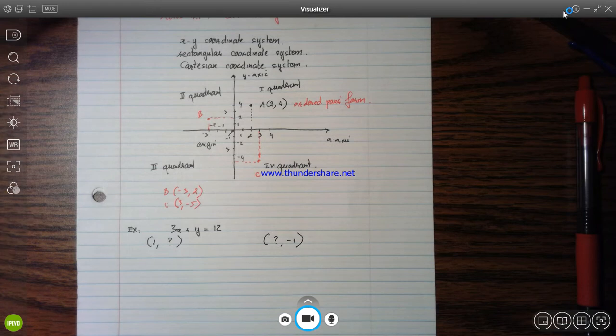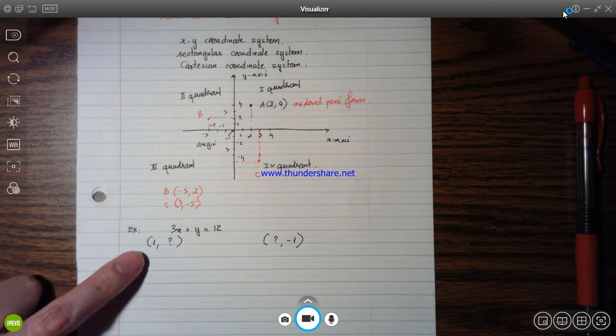And how are we gonna do this? So they give you one component, they ask you for the other component. That's very easy. The way you do it is the same as you already learned when you do evaluation. Okay, when you evaluate an algebraic expression, very easy.